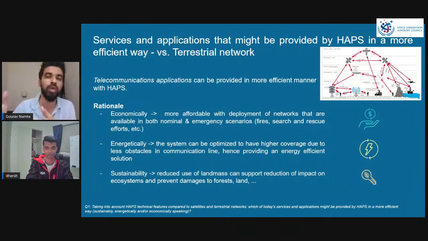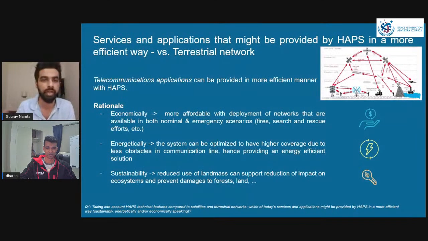Well, guess what? When you have things up at 20 kilometers, there are not so many barriers, and hence it's more energy efficient. And in terms of sustainability, we are saving a lot more land mass, because we are deploying these structures up at 20 kilometers, and there's no deforestation or stuff like that required for installing these hardware. So again, we see the obvious benefits of using HAPS as compared to terrestrial networks. Next, please.